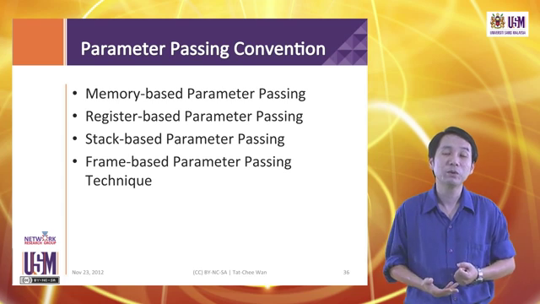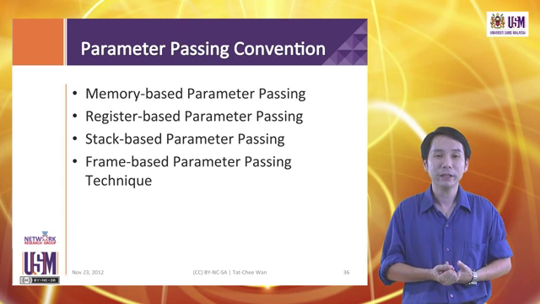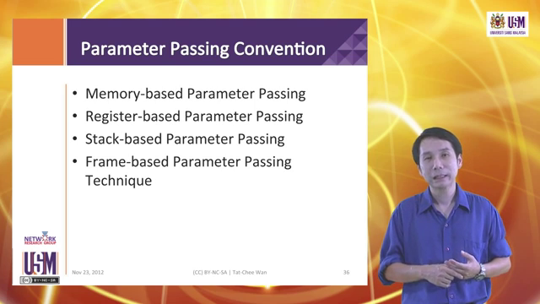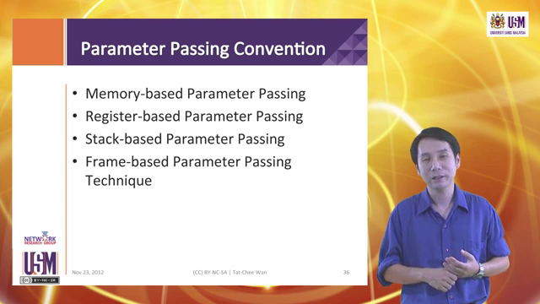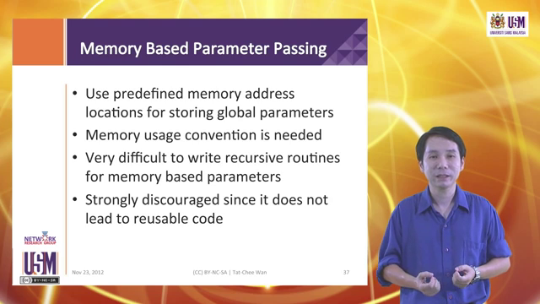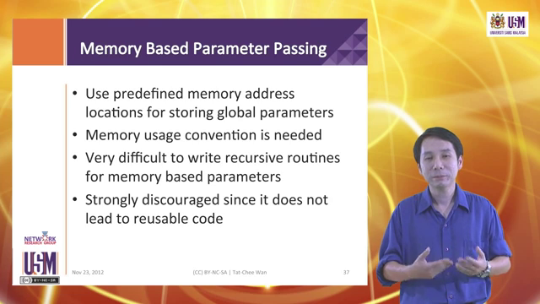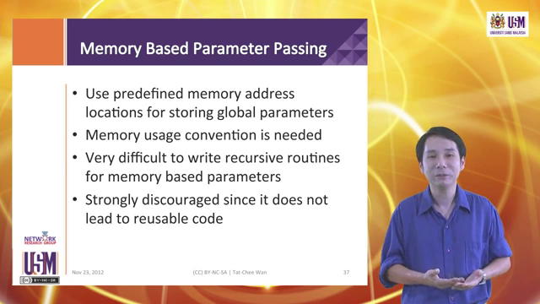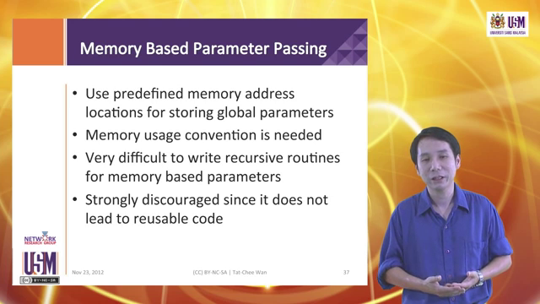First, look at what are the possible ways you can pass parameters. The first way is called memory-based parameter passing. Second, register-based parameter passing. Third, stack-based parameter passing. And fourth, the frame-based parameter passing technique. The first technique, memory-based parameter passing, uses predefined memory address locations for storing global parameters. These address locations are known to all the routines that use them, and therefore a memory usage convention is needed to make sure that the routines do not use the same memory address location for storing different variables, because inevitably we may overwrite the variable with incorrect values.